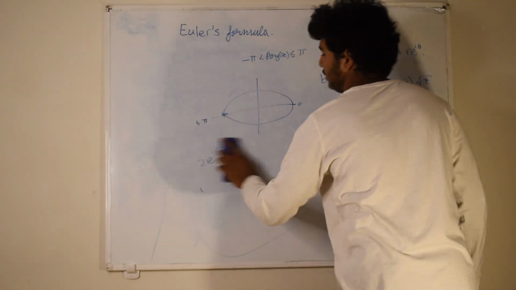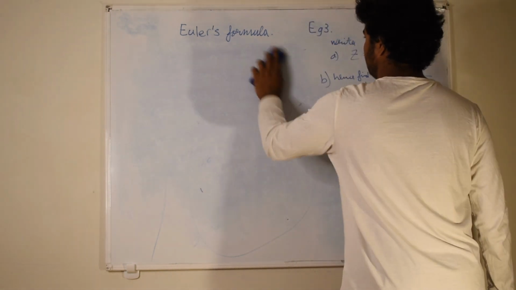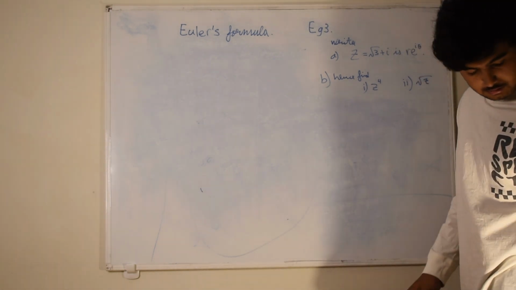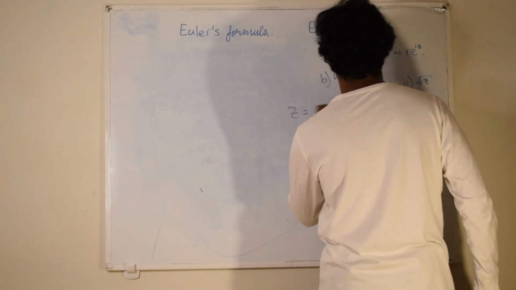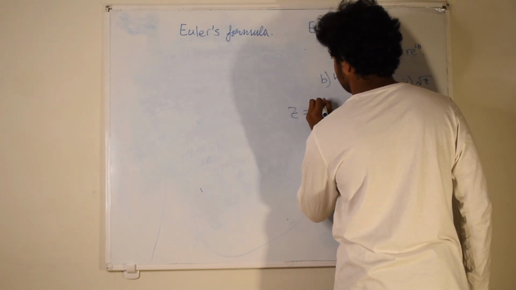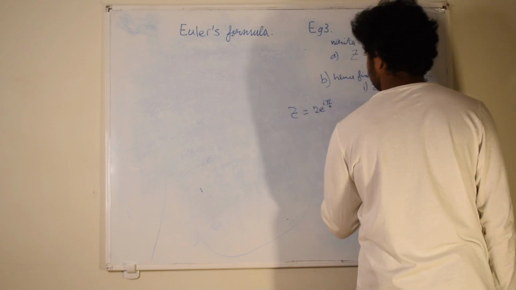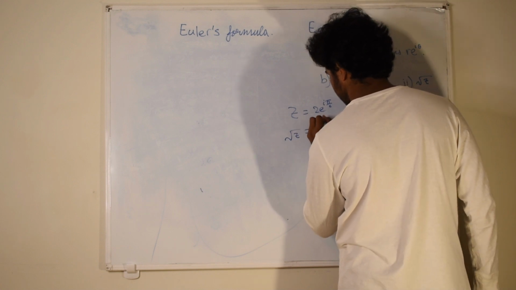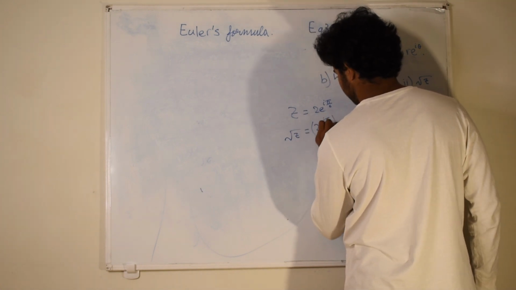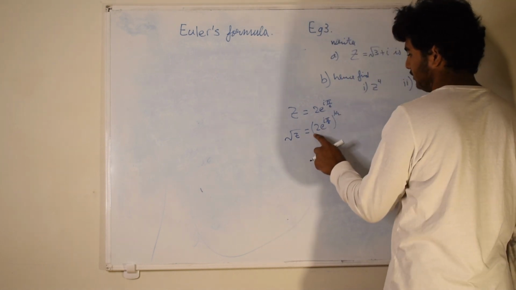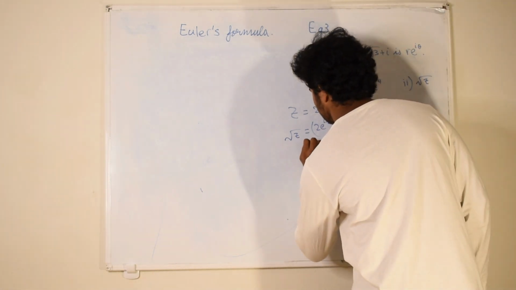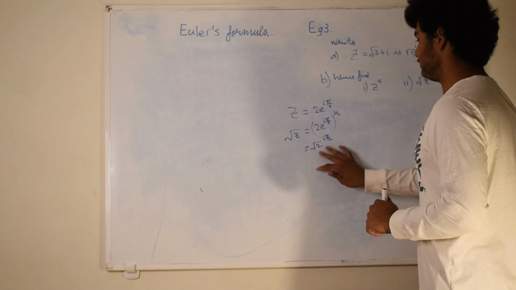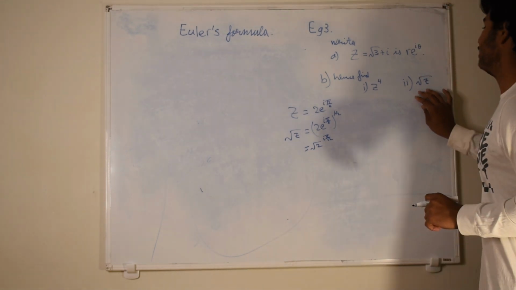The next one is we find the square root of z. So we've got z is 2e to the I pi on 6. Square root of z is the square root of that, which is 2e to the I pi on 6 to the power of half. That to the power of half is just root 2, multiplied by e to the I pi on 12. That's your final answer for this example right here.